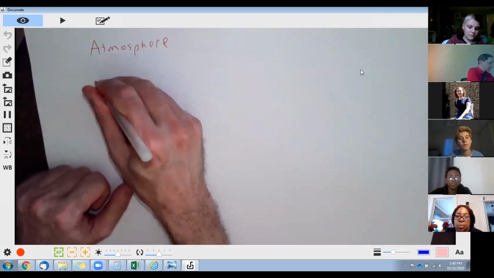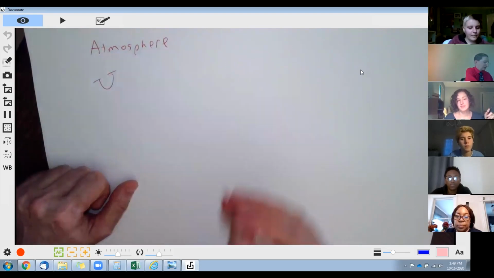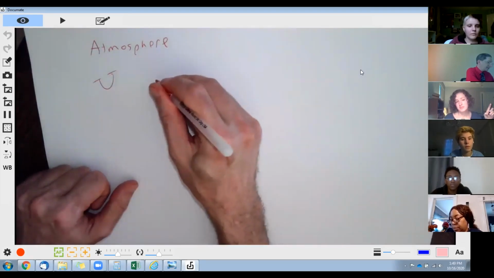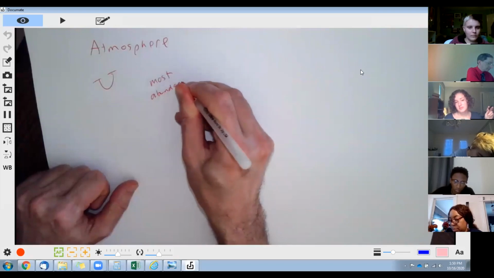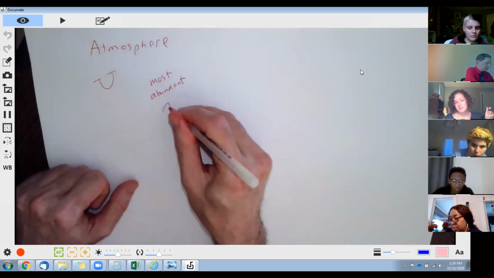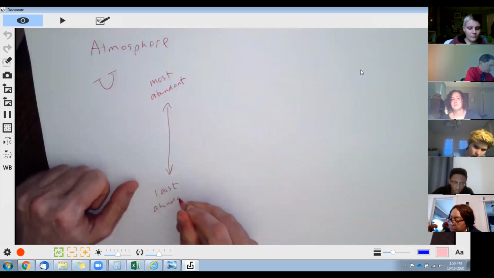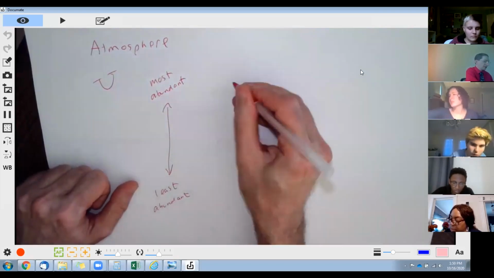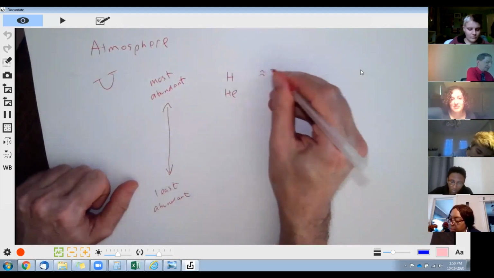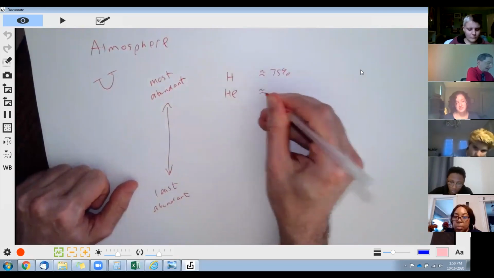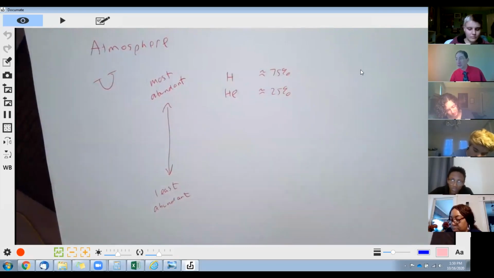So for the universe as a whole, that's my symbol for universe, the capital U, let's have most abundant down to least abundant. So under most abundant, we have hydrogen and helium. Hydrogen's about 75% of the stuff out there. Helium's about 25% of the stuff out there. So the universe is primarily just these two things.